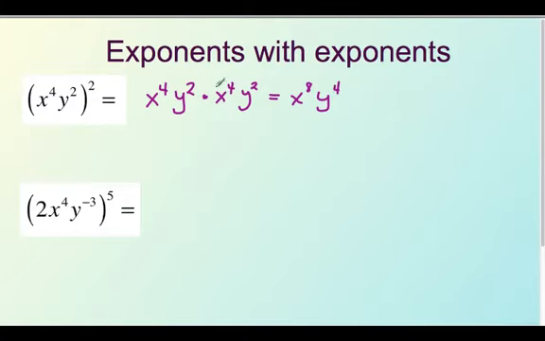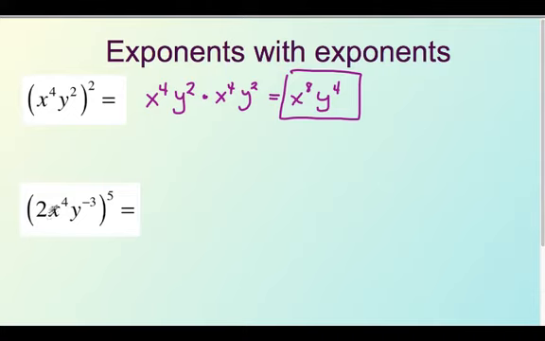And you might think, okay, that's not too bad, but I wonder if there's a shortcut here. And yes, there is a shortcut. When you raise a power to a power, or an exponent to an exponent, you multiply the terms. So 4 times 2 becomes 8, and 2 times 2 becomes 4. As long as you multiply those exponents together, you're going to get the correct answer, and this is our simplified version of that problem.